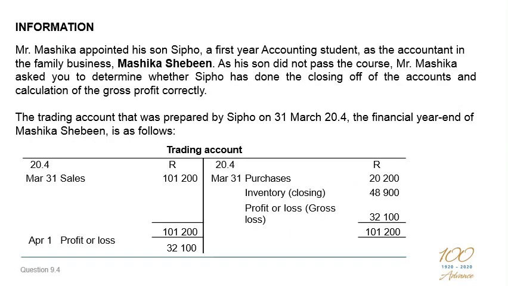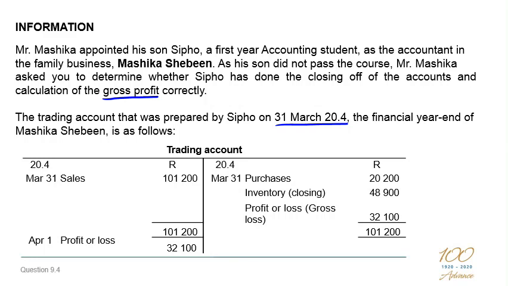In the information provided, they tell us that Mr. Mashika appointed his son Sipu, a first-year accounting student, as the accountant in the family business, Mashika Shabin. As his son did not pass the course, which will not be the case for all of us, Mr. Mashika asks you to determine whether Sipu has done the closing off of the accounts and the calculation of the gross profit correctly. Remember, we calculate the gross profit in the trading account. That's the reason why we draw up a trading account. This was prepared by Sipu on the 31st of March 20.4, the financial year end, and it looks as follows.